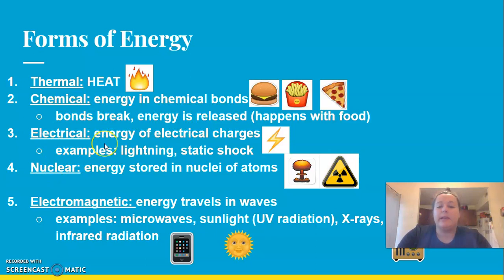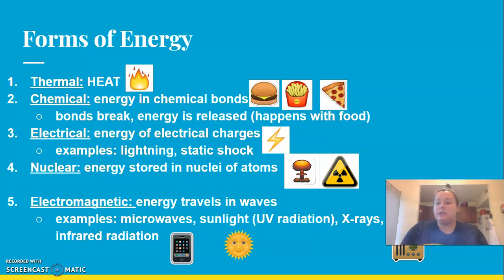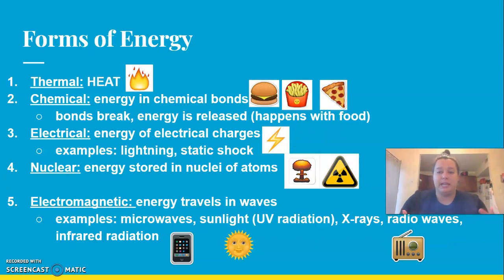The next one is electrical energy. Electrical energy is just energy of anything that has electricity. So lightning, static shock. I know one little cool experiment I used to do when I was a kid, I would take a balloon, rub it on my head to show the static. Sometimes when you shock somebody, that's electrical energy that's coming out and discharging out of your body.